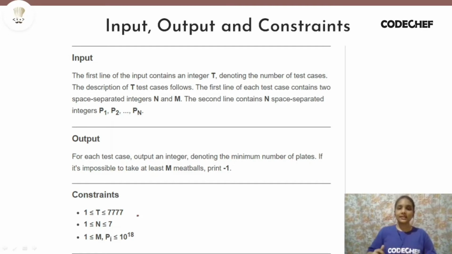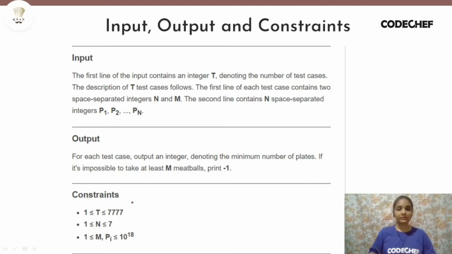Now we'll discuss the input, output and constraints. The first line of input, as before, will be the number of test cases, followed by each line where we'll get N and M. N is the number of plates and M is the minimum number of meatballs that we need to eat. And what is P? P is a space separated array of integers which denotes the number of meatballs in each plate.